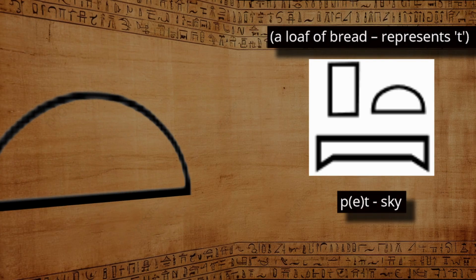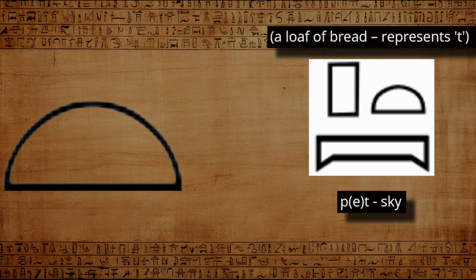And now, an old friend, the semicircle, if you remember from our first trip. This is supposed to be a loaf of bread, and it represents the T sound, paired with our woven reed mat, or rectangle, and we get the word pet. Additionally, our ideogram for sky, and we have the word for sky.